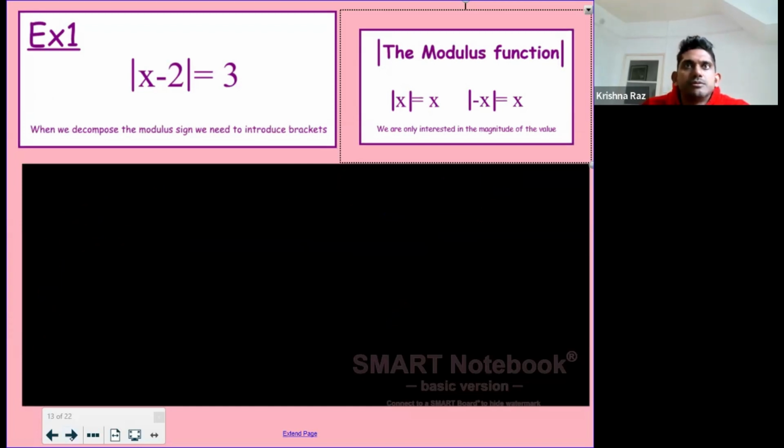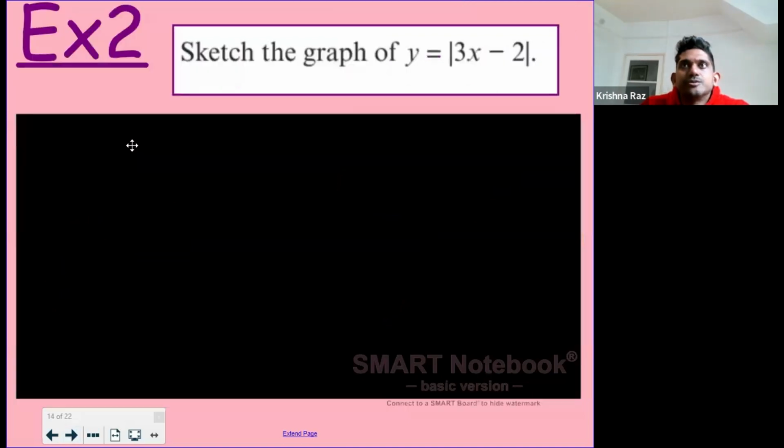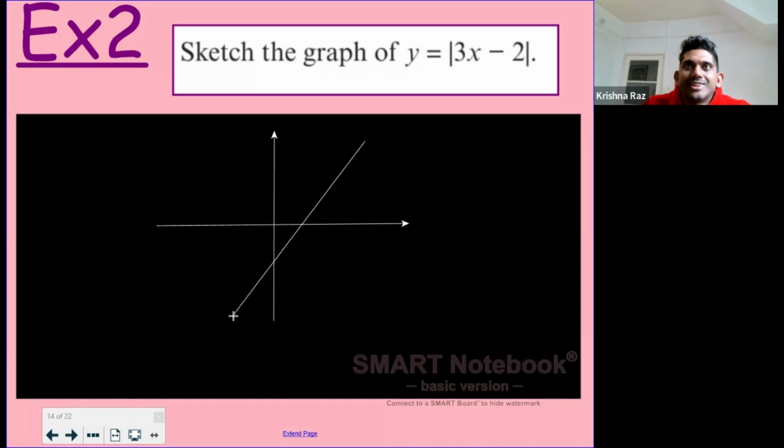Example 2. Sketch the graph of y equals the modulus of 3x minus 2. So let's draw a nice axis there. Let me get white. So 3x minus 2 has a gradient of 3, and we'll cross the y-axis at negative 2. So something like this.